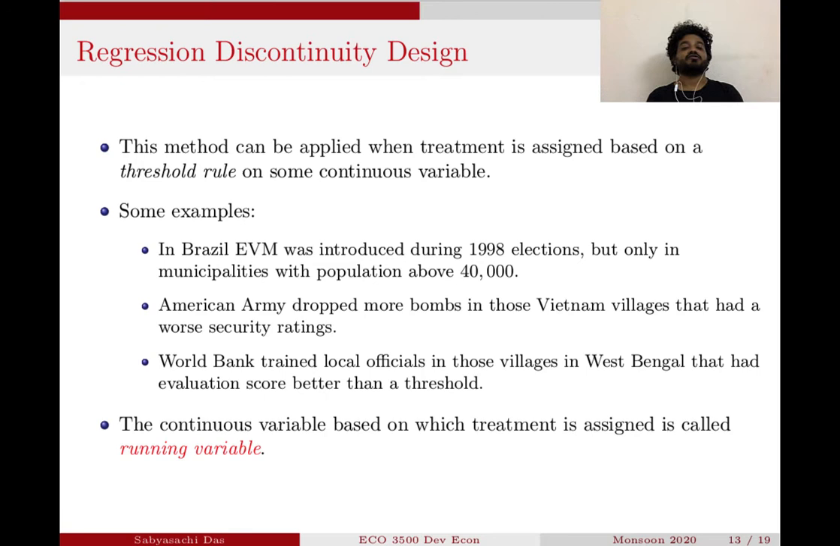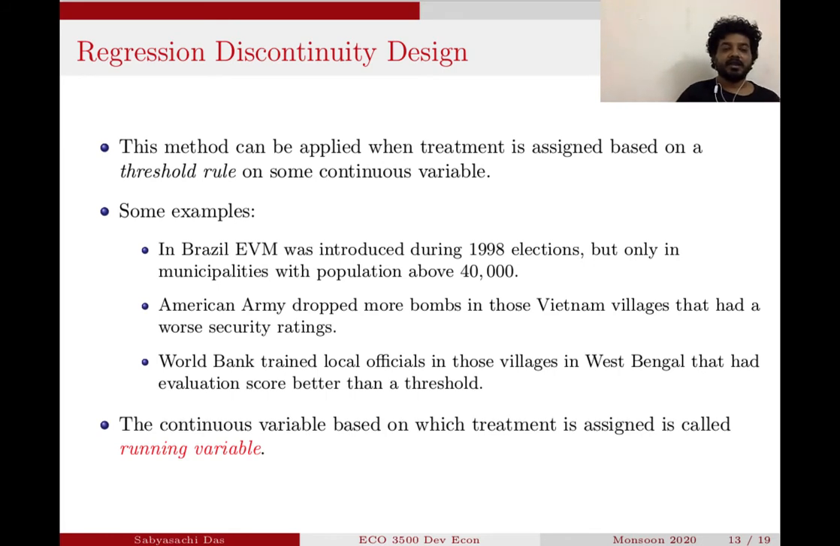Okay, so that again fits into this criteria. Now, why the term discontinuity? Why is it called regression discontinuity design? Because treatment assignment as a function of this continuous variable is discontinuous at the threshold. Just below the threshold, the treatment assignment is zero, and it's zero further below. At the threshold, it jumps to one, and then it remains at one. Okay, so it's a step function. So there's discontinuity at the threshold in the treatment assignment.